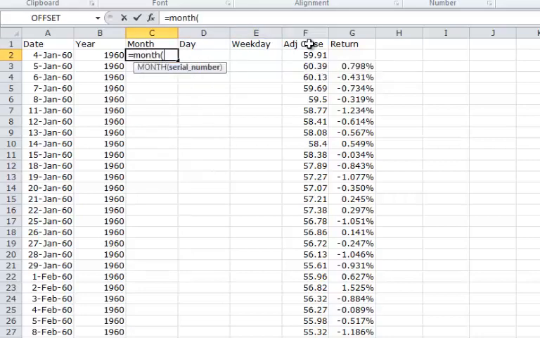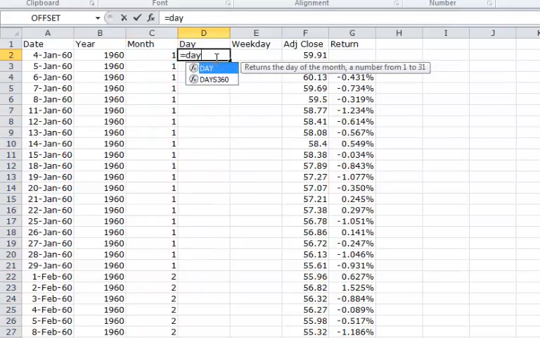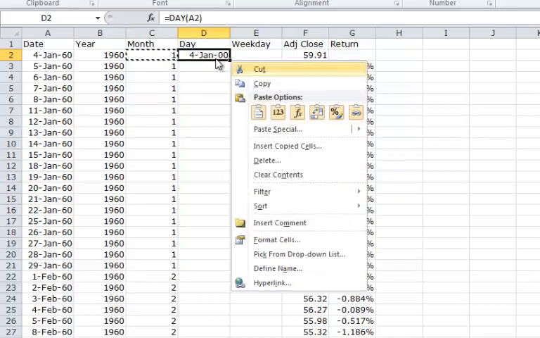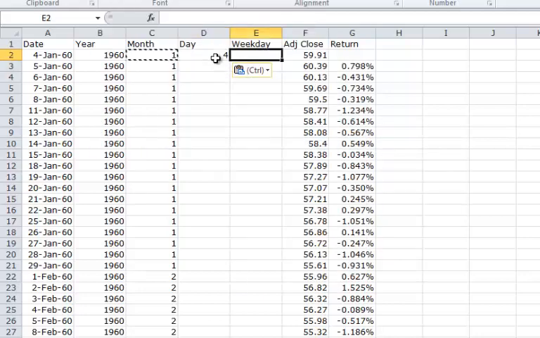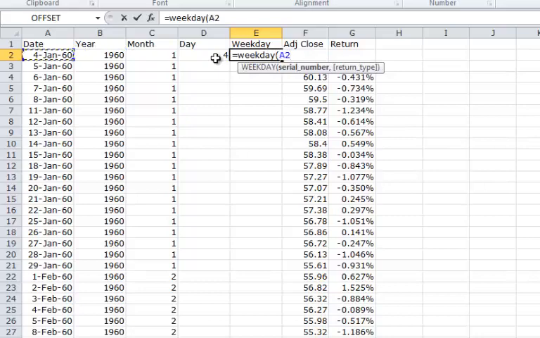So let's get the month using the simple month formula. So there's that. Let's get the day using the day formula. All right, and we want to get weekday using that formula right there.